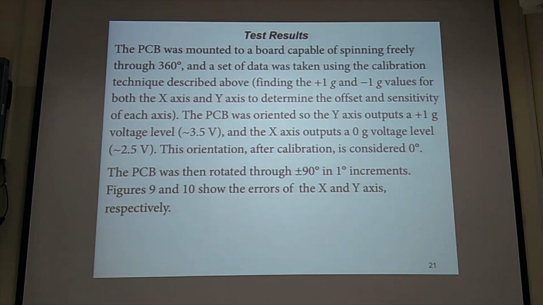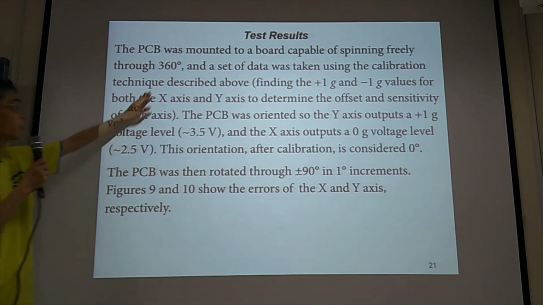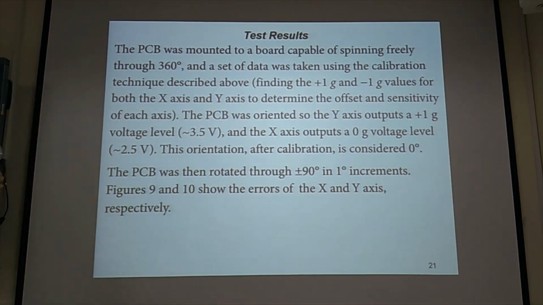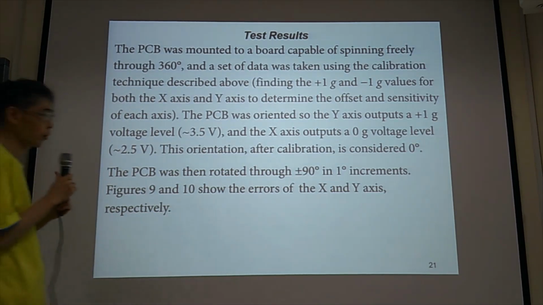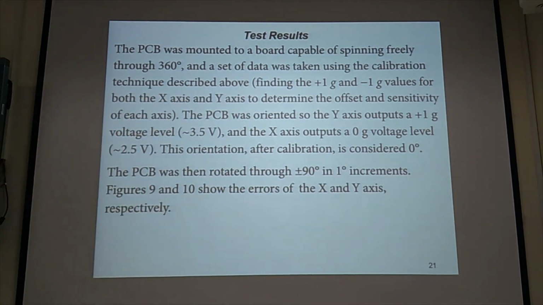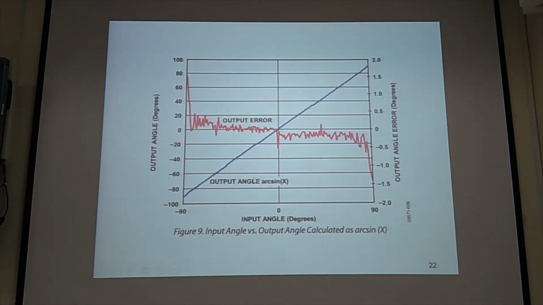So this is multiple turn. You can rotate 360 degrees. You can get a lot of data in 1 degree increment. Okay, you can do this. Input angle, then output angle error.